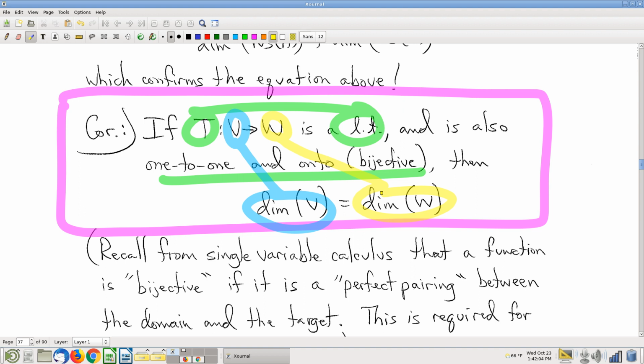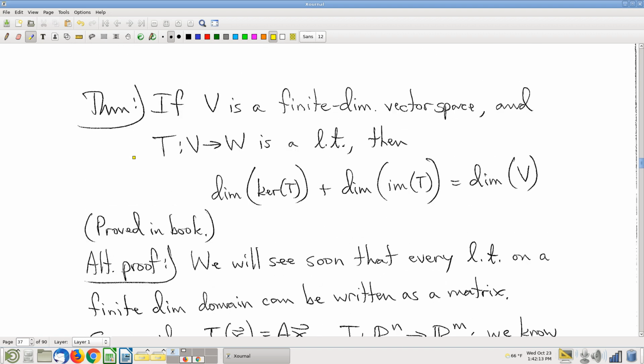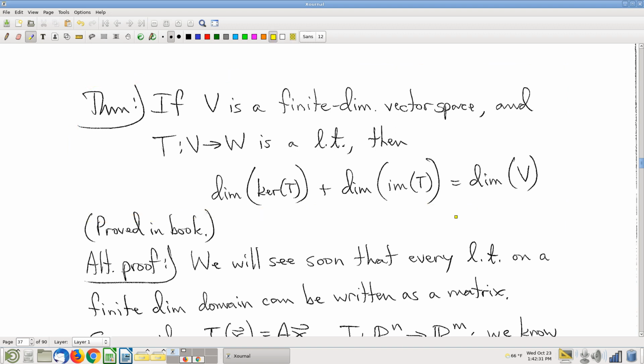Now, why is this true? This is actually an easy proof. Like I say, this is a corollary, so I'm going to refer back to something we talked about last time, and that is this theorem up here. We proved most of this theorem last time. I still owe you a little bit. We'll get to it on Friday. But that says that if you have a linear transformation, then the sum of the dimensions of the kernel and the image is the same as the dimension of the domain.